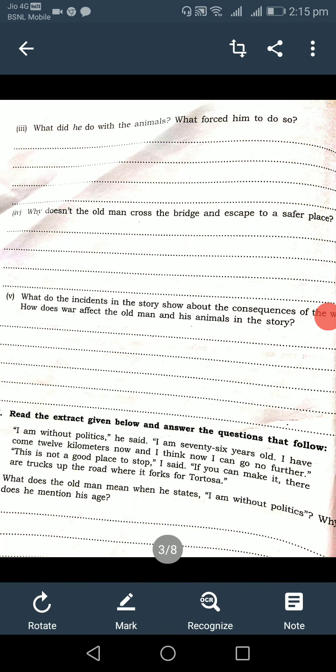Next extract. "I'm without politics," he said. "I'm 70 years old. I've come 12 kilometers now, and I think now I can go no further. This is not a good place to stop." What does the old man mean when he states, "I'm without politics"? And why does he mention his age?